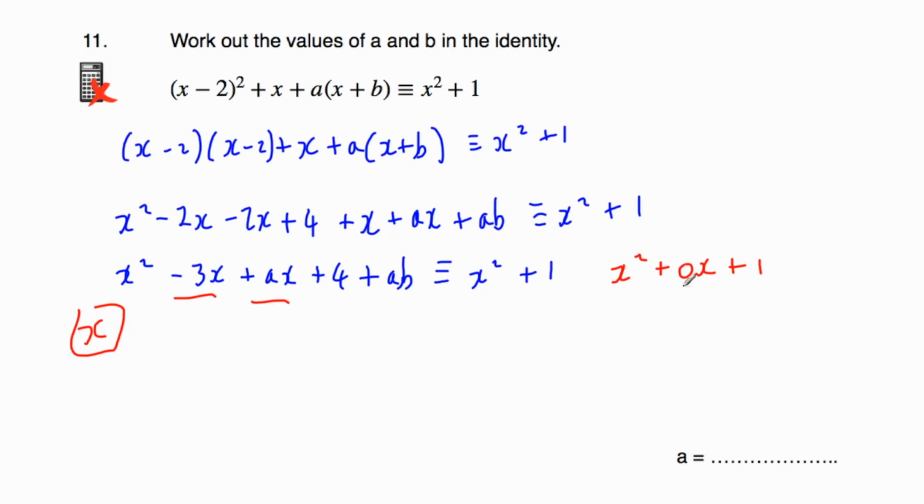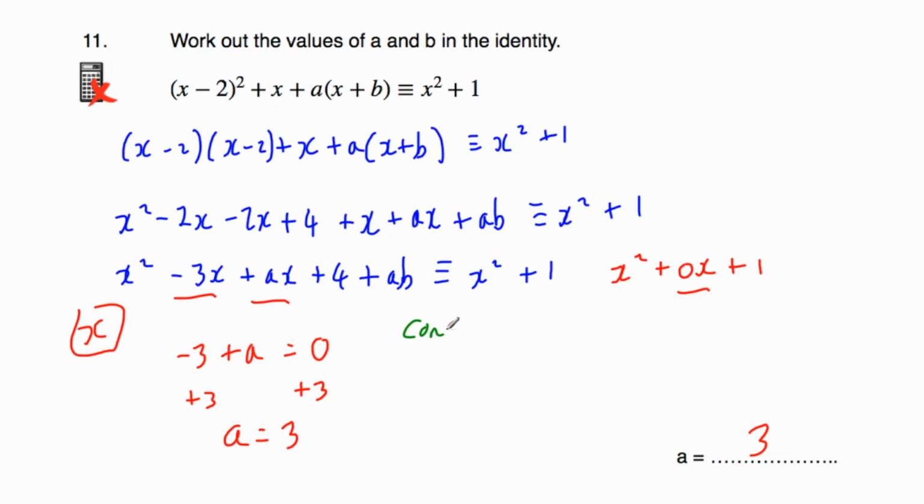So that means that on the right hand side the term involving x would be 0x. So if we equate the coefficients, we've got minus 3 plus a is equal to, on the right side, the coefficient of x which is 0. So if we add 3 to both sides, we get that a is equal to 3. So a is equal to 3. Fantastic. So now we've got a is equal to 3, we want to find out what b is. So we've equated the coefficients of x. There's no point equating the coefficients of x squared. So now let's have a look at our constants.